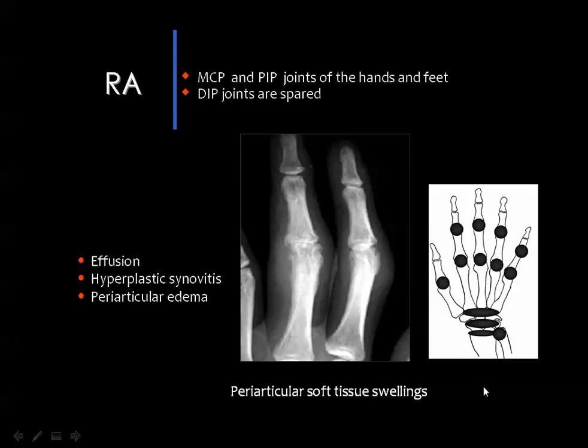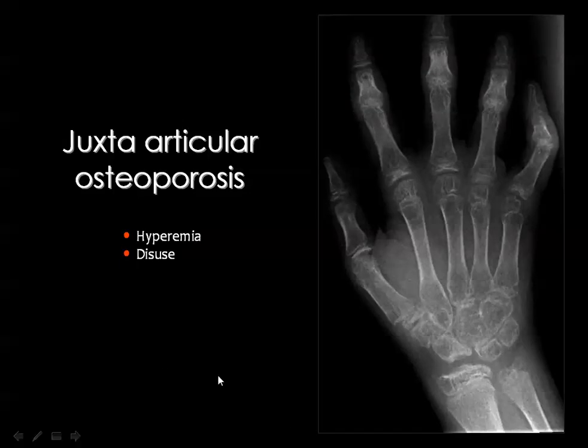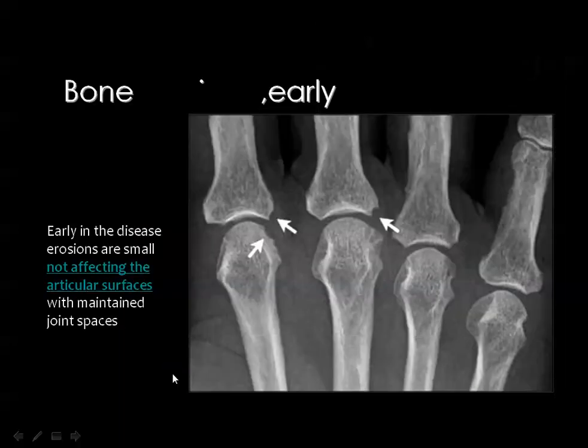Early in the disease, you will see periarticular soft tissue swelling, which can also be appreciated in the plain X-ray. You may see some decreased bone density around the affected joints. And this is an example. I have mentioned that the decreased bone density is usually due to hyperemia and disuse. Then if you look carefully here, you can see some loss of bone density around the metacarpophalangeal joints as well as around the wrist joint.